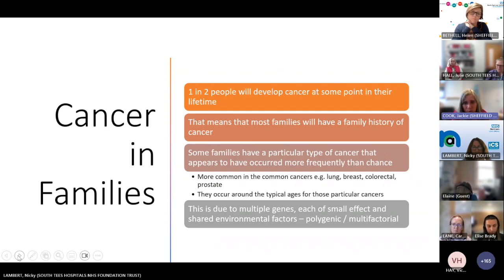But if you add them all together, and then you add in shared environmental factors that recur within families, you get something called multifactorial polygenic inheritance. And that is why we see clusterings of particular types. So there are some families that maybe have a slightly higher risk of getting breast cancer than others, but a lower risk of getting colorectal cancer. And it's because of our background genes and the genes that we share as families. This is not single high-risk genes. Next slide, please.